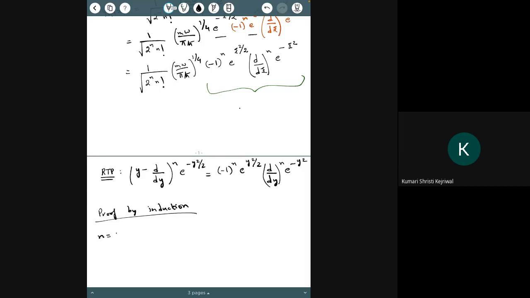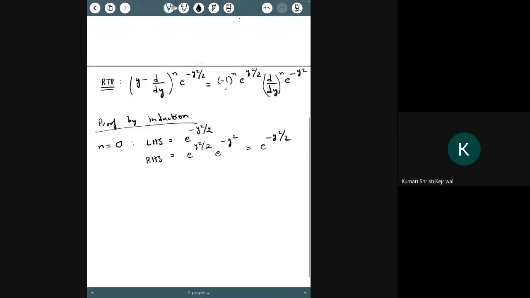So first we'll try n equal to 0. For n equal to 0, the left hand side is simply 1 into e to the power minus y squared by 2. And the right hand side is again, minus 1 to the power 0 is 1, then you have e to the power y squared by 2, and then there is no derivative, so you just have e to the power minus y squared, which gives e to the power minus y squared by 2. Okay, so this is fine.